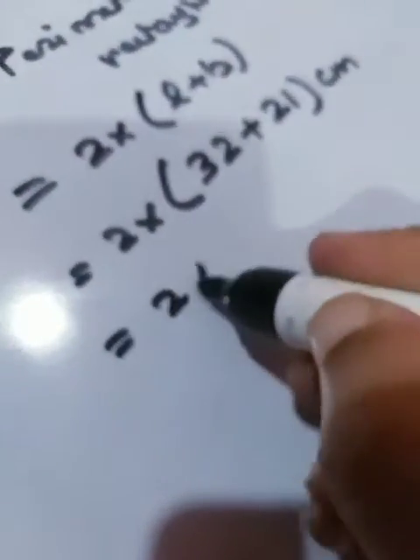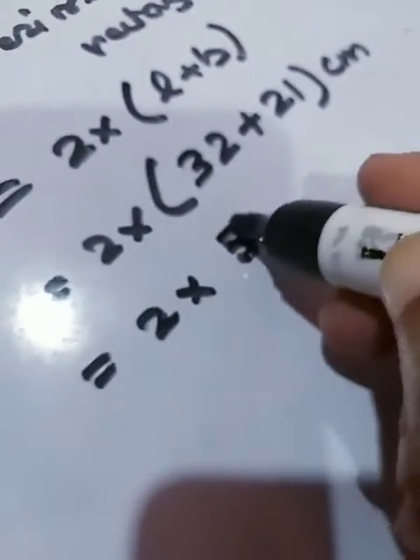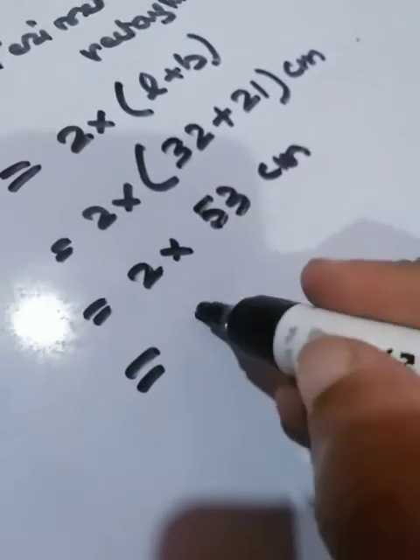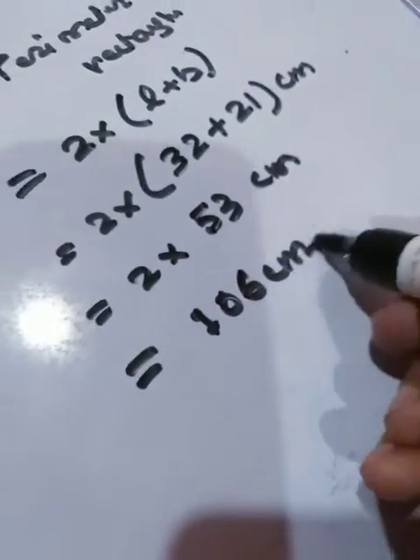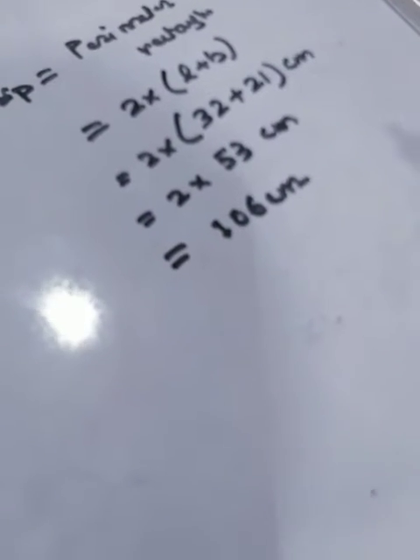Now we have to solve the bracket first. 32 plus 21 will give you 53 centimeter, and when you multiply, the product would be 106 centimeter. Okay, so the length of the wooden stripe would be equals to 106 centimeter. Okay students, now let's move on to sum number 5.